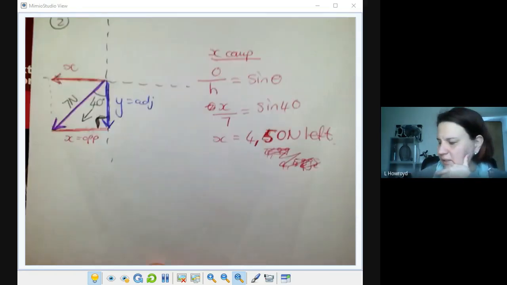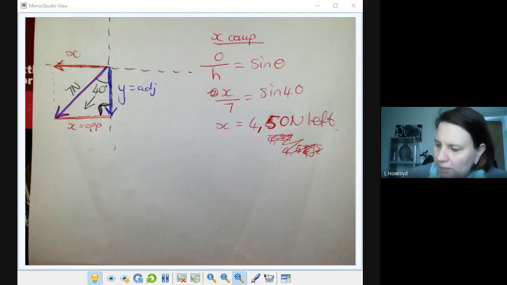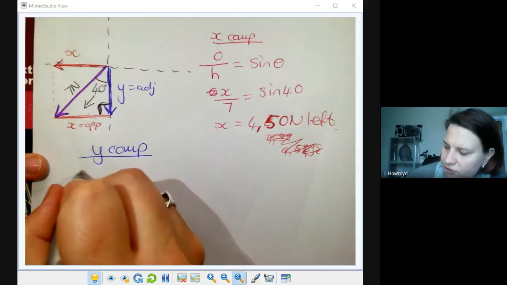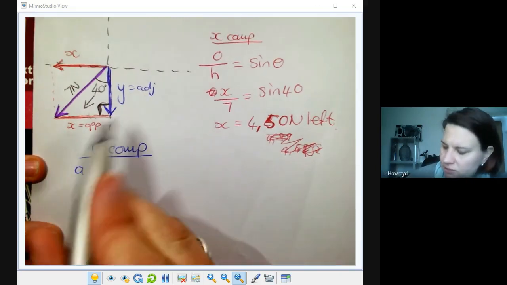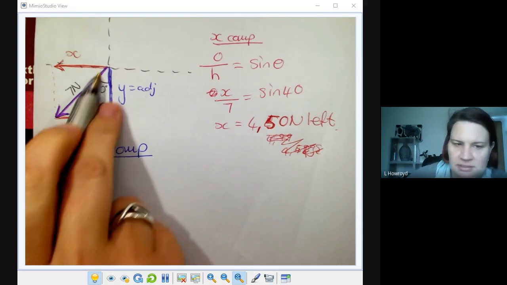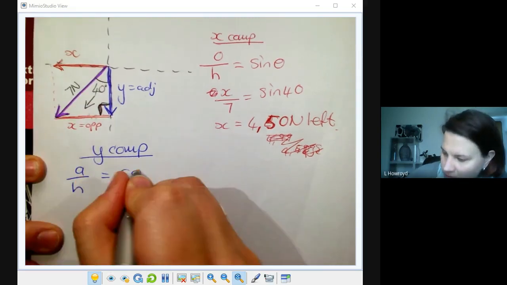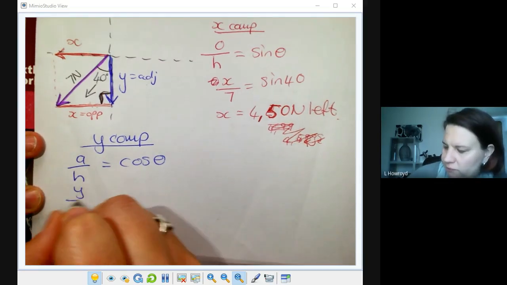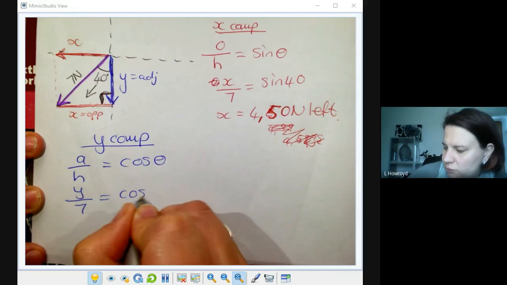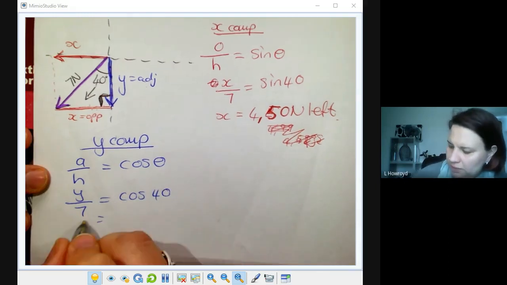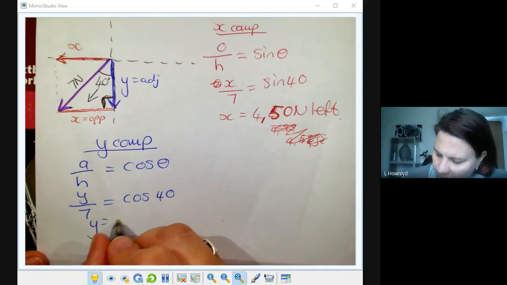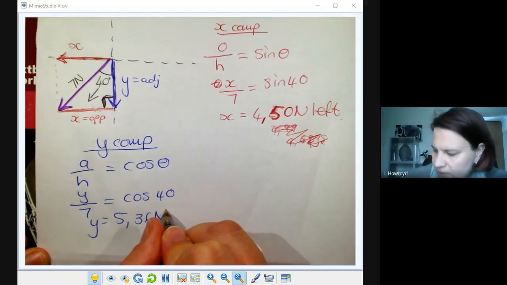All right, then let's take a look at the y component. It is adjacent, because that one is the adjacent, over the hypotenuse, which is the 7, is equal to cos theta. And so we know that y over 7 is cos 40, and we get y is equal to 7 cos 40. And we get 5.36 newtons down.